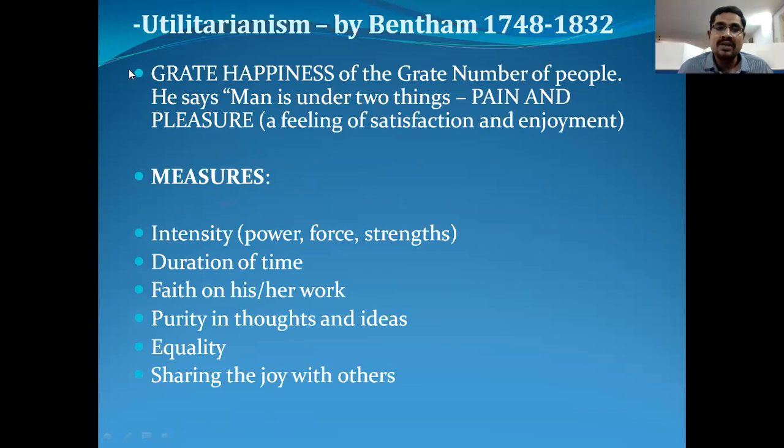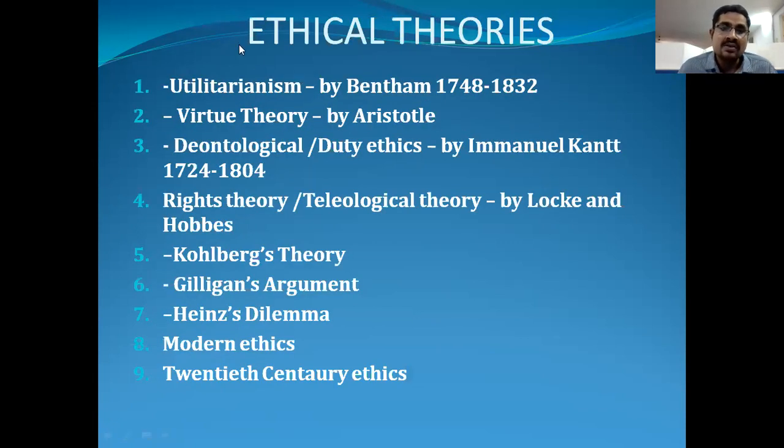So up to now, we discussed three theories: the utilitarian theory given by Bentham, the virtue theory given by Aristotle, and the deontological or duty theory given by Immanuel Kant. These three theories were completed. In the next class, we need to discuss the rights theory or teleological theories, and then Kohlberg and Gilligan's theories.